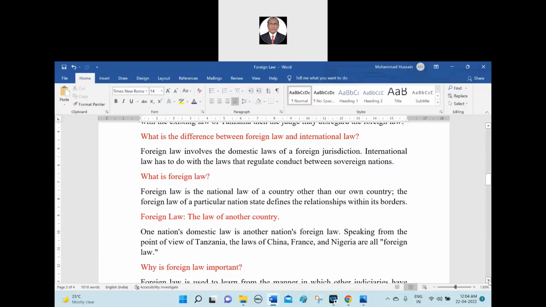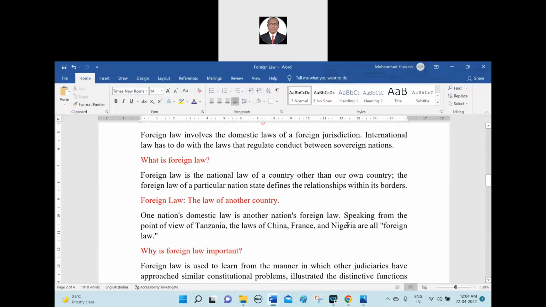Yes. Then foreign law is the national law of a country other than our own, because the law of other countries is said to be foreign law. The foreign law of a particular nation state defines the relationship within its borders. So naturally, in private international law, there are 3 points. I don't know whether you know them or not. What are the 3 main points we will come across in private international law? If you have an idea, give me the answer. If you don't have an idea, just say pass.